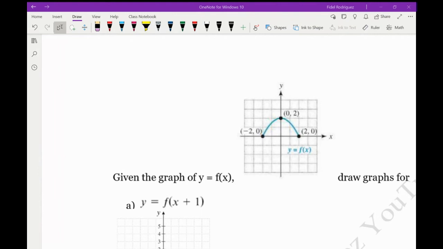Okay, so look, I'm going to copy and paste. So I'm going to pull up a problem from our homework. So copy this. Okay.